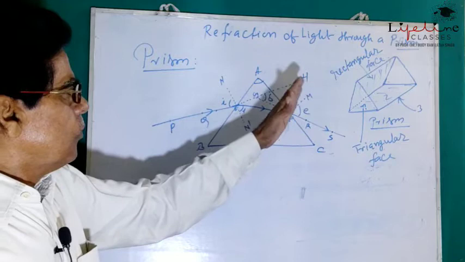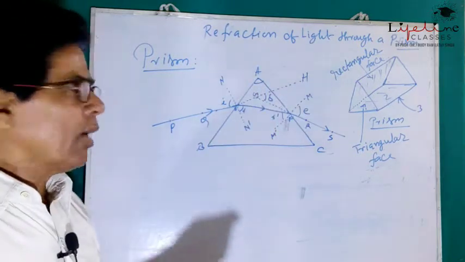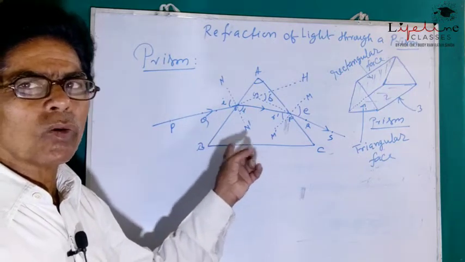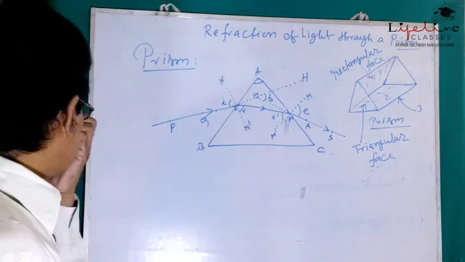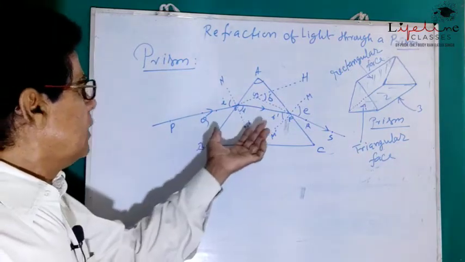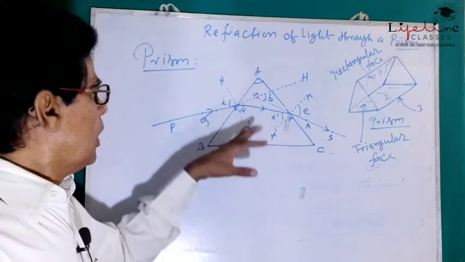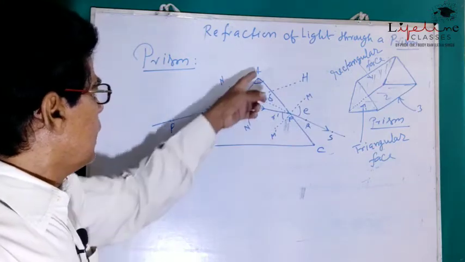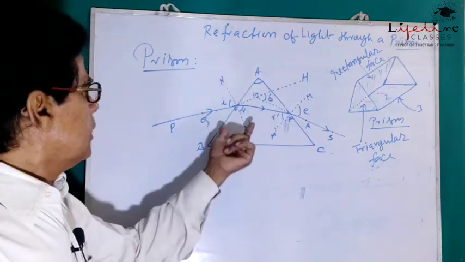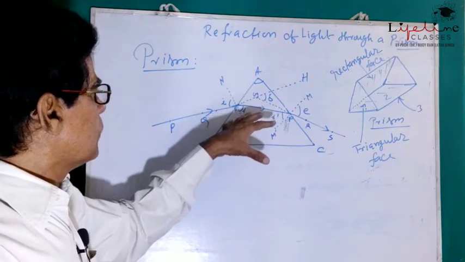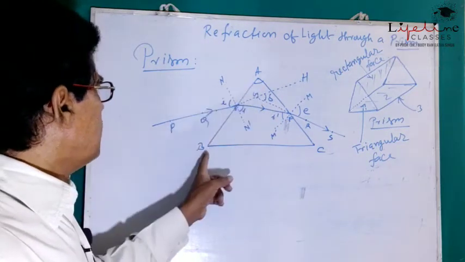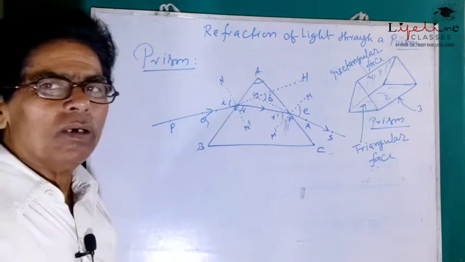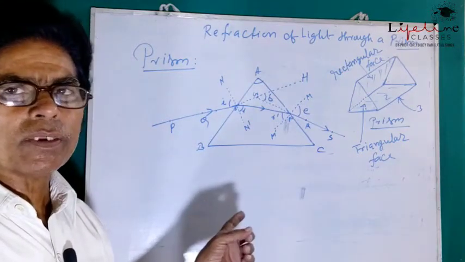Now, we can draw a ray diagram to show the refraction of light through the prism. This can be done by drawing a sketch of a triangular face like this. ABC is a triangular face, and AB, BC and AC represent rectangular faces.